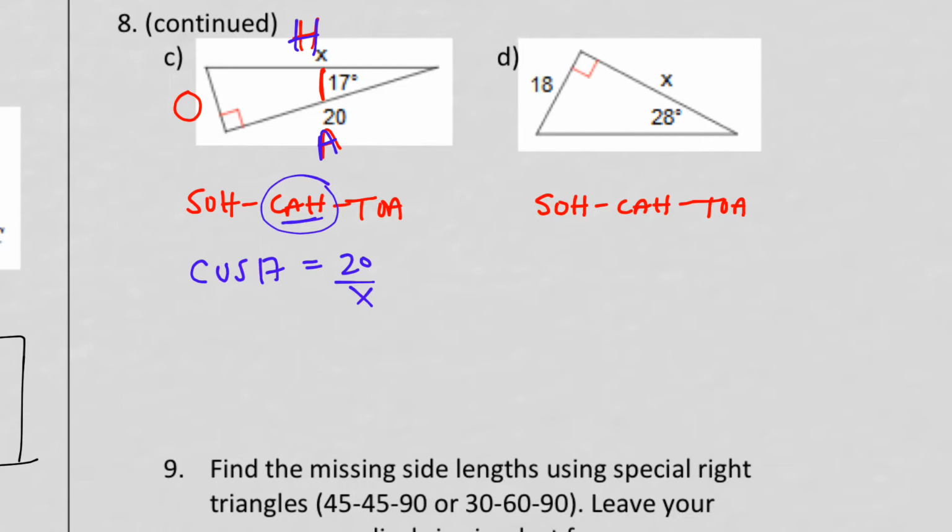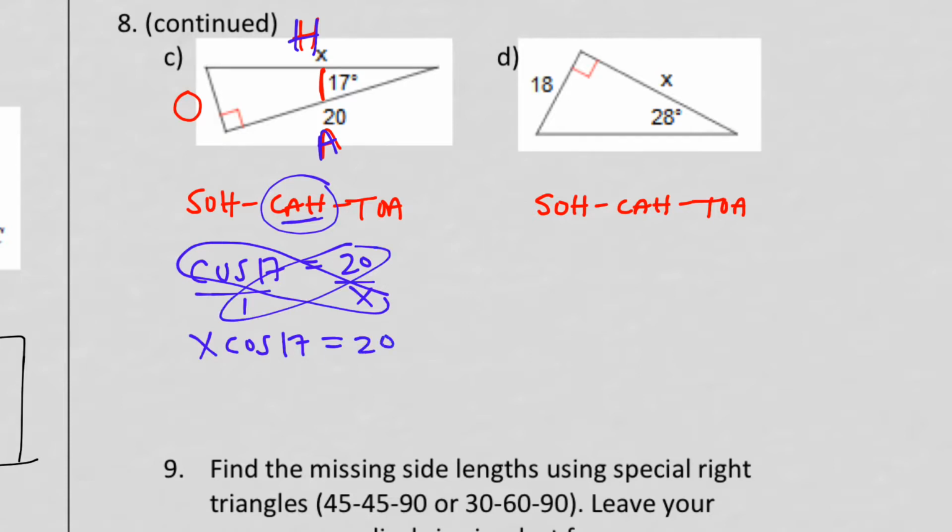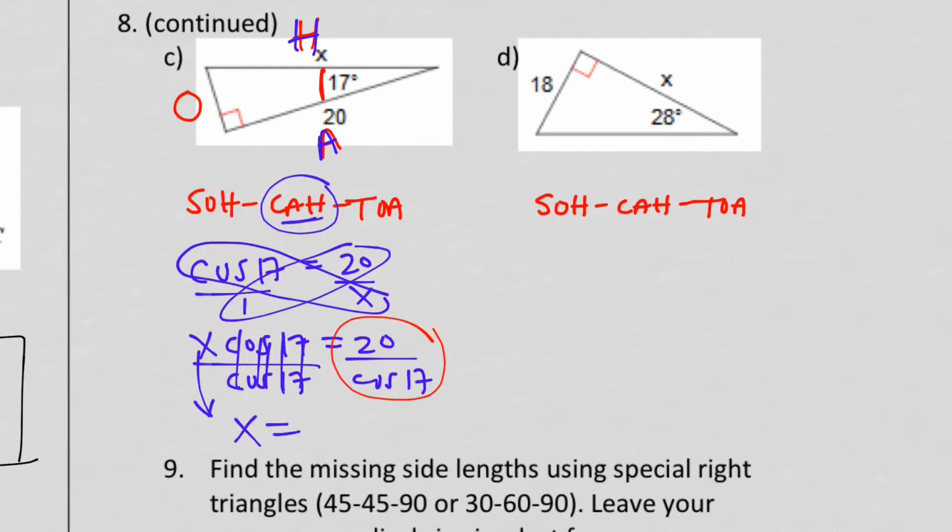Now in this problem, I get a proportion which I can solve using cross product. So I get x cosine of 17 equals 1 times 20 is 20. I can divide both sides by cosine of 17 to isolate x. So x equals 20 over cosine of 17, and then at this point, all of this is just typed into the calculator. And if I do that, I get approximately 20.9. So this missing side is 20.9.